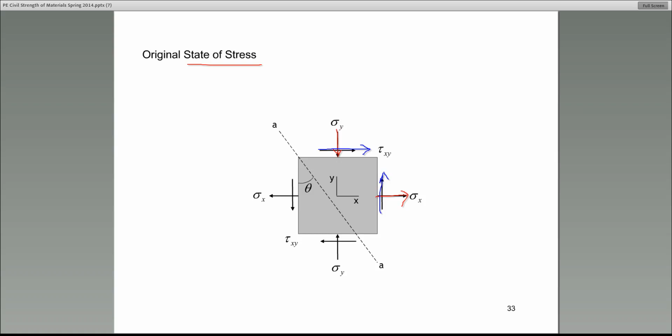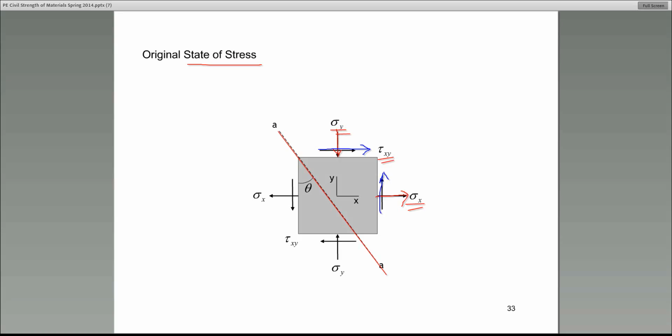The question becomes, if we know those states of stresses, then how would a structural engineer identify the stresses along this inclined plane, the dashed line or the red line? All right? So here's the problem. On the test, they give you this square. They say that's the state of stress. They give you values for sigma x. They give you a value for sigma y. They also give you a value for tau xy.